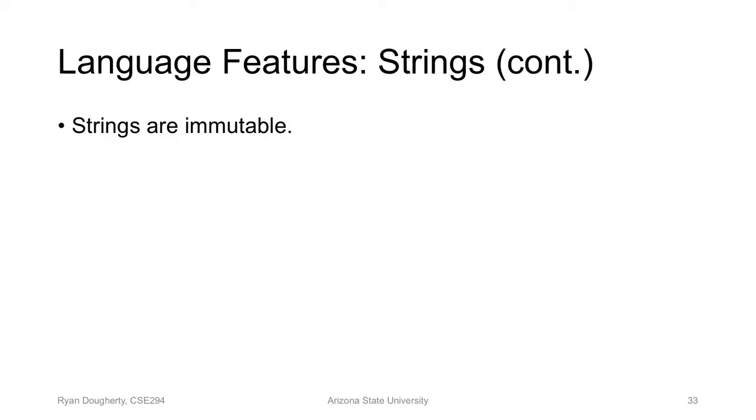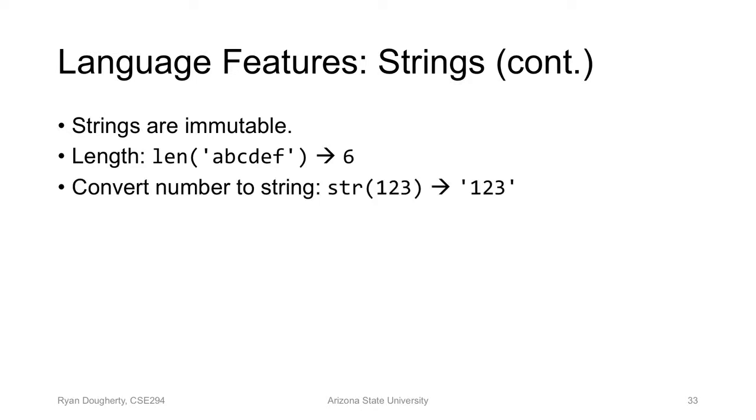Strings are immutable, just like in Java. We can call len on a particular string, like with any sequence, but with strings it works exactly the same. So len of a particular string returns the number of characters in it. Convert a number to a string. So you can give an integer to the str function, which returns a string, which is that number written out.